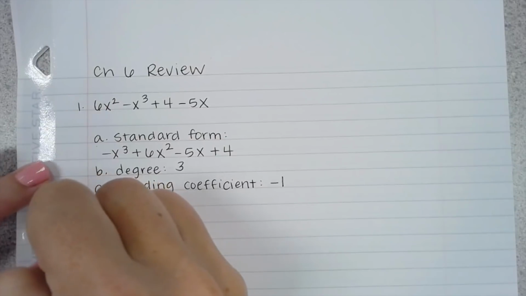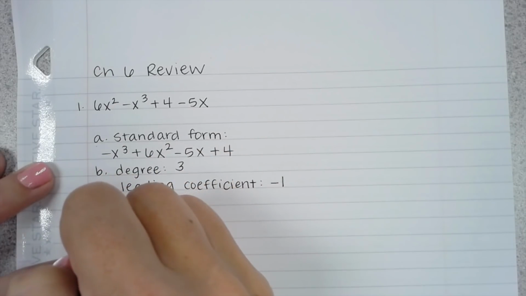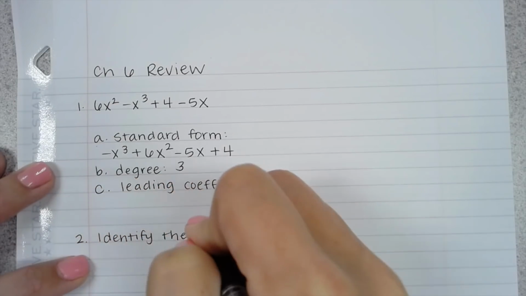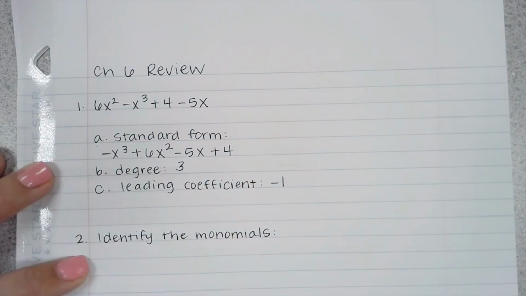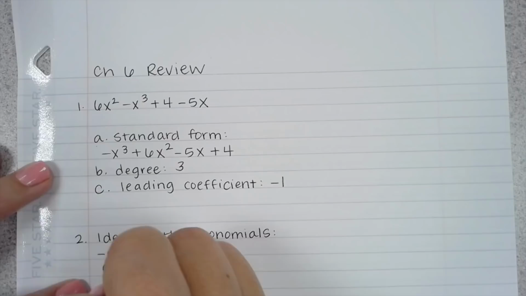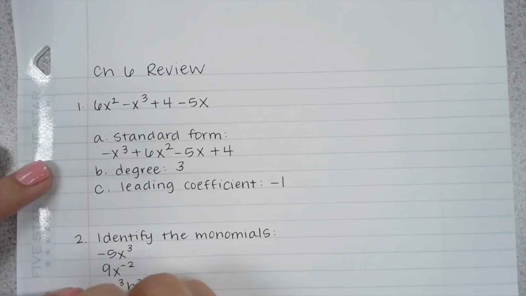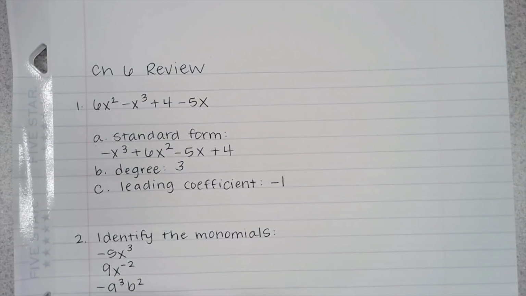All right, on question number 2, it says of the list, I need to go through and identify which ones are monomials. So again, from the list that's on your paper, you want to recall the definition of monomial. And so here I'll write the list. So -5x to the third, 9x to the -2nd, -a to the third b to the second, x minus 2, 2 over x to the fifth, and then 6 with the square root of x.